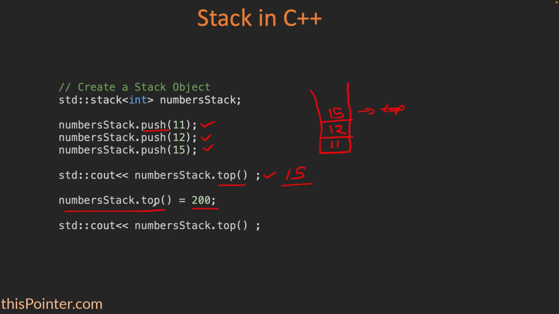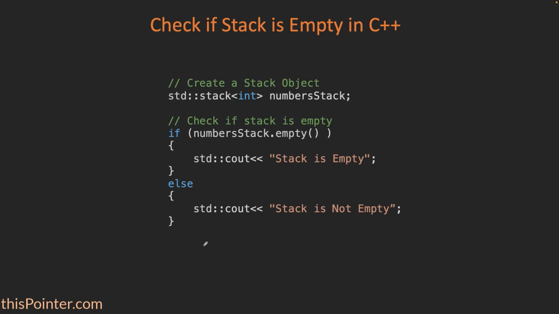Like here, we call the top function on the stack and it returned a reference. Then we assigned a new value 200 to it. After this line, the value at the top will become 200. So if we try to call the top function again, it will give us 200. So this is how we can use the push function to add elements into the stack, or basically add elements at the top of the stack. And we can also use the top function to access the element from the top of the stack. Let's see another example.